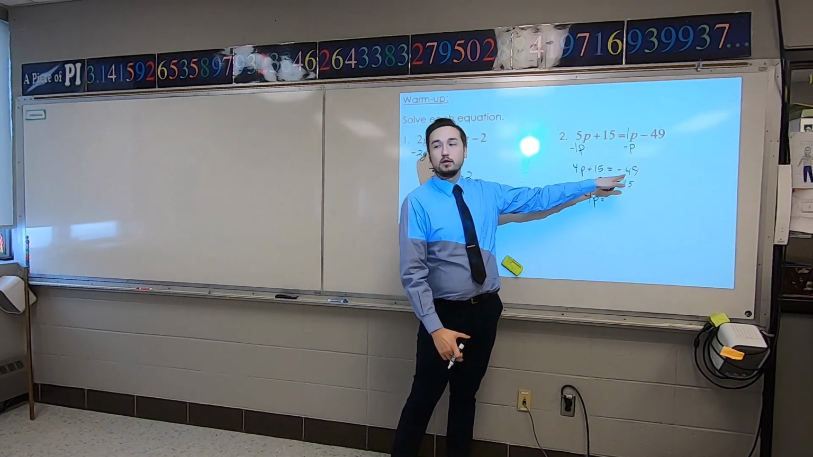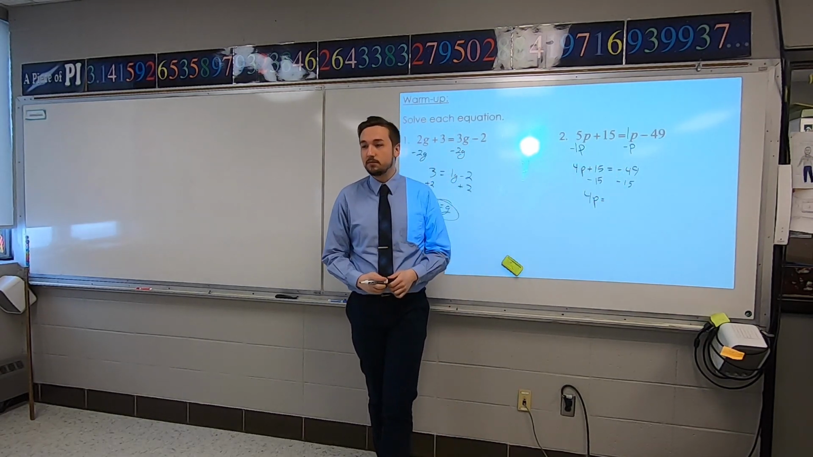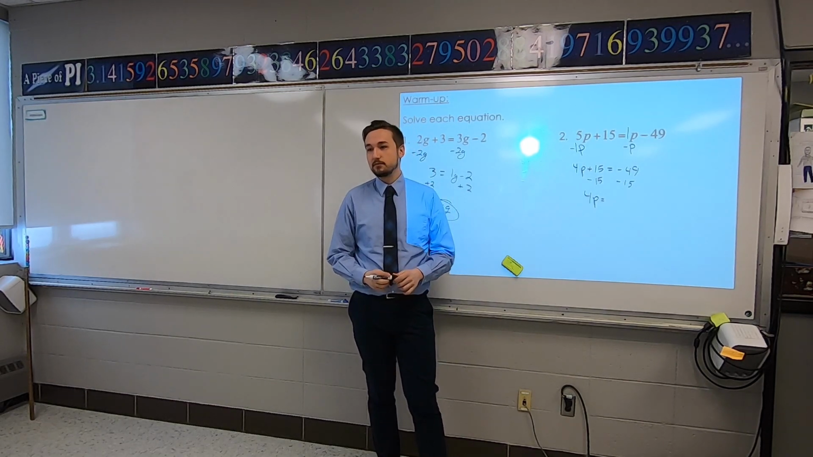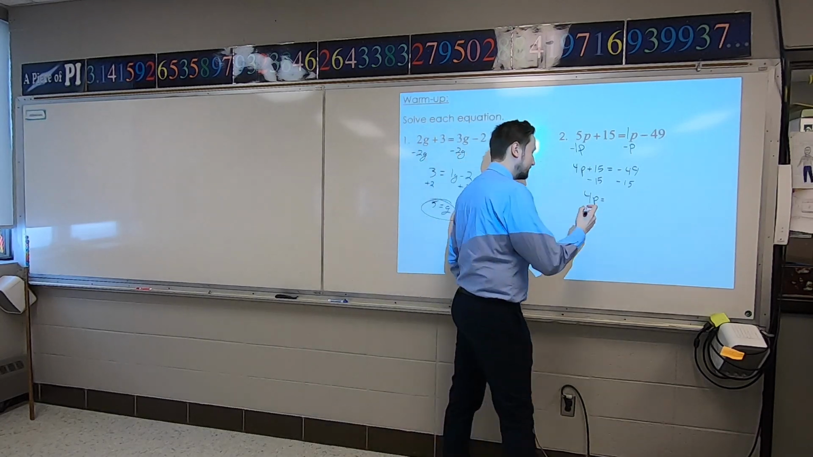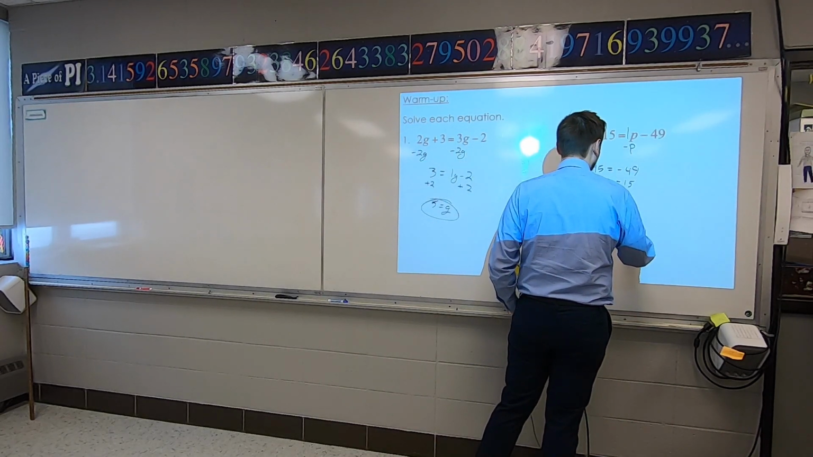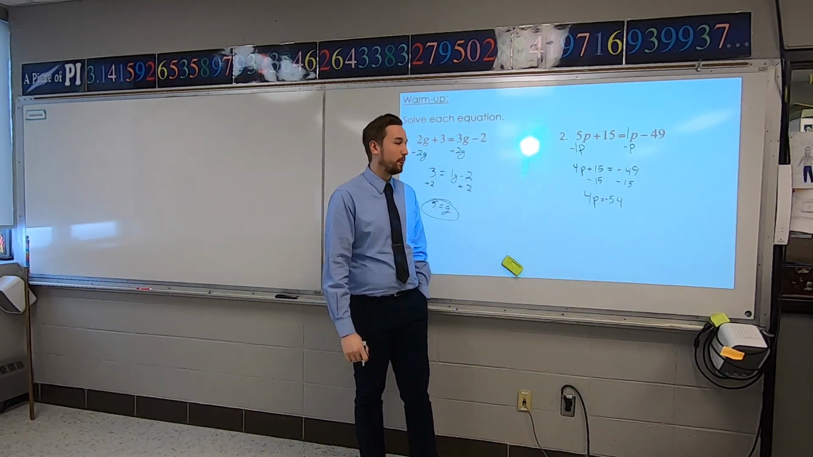So we just subtract 15 from both sides. Guys, what is negative 49 minus 15? I don't have a calculator. 54. You should figure that out. Doesn't take a genius. I should do negative 54.